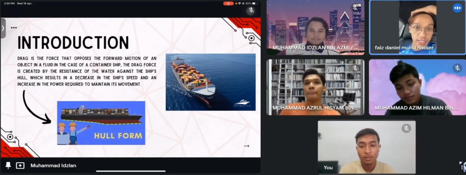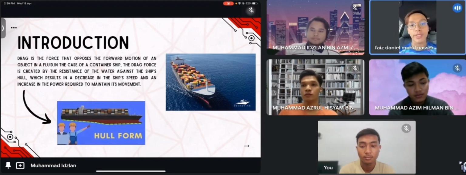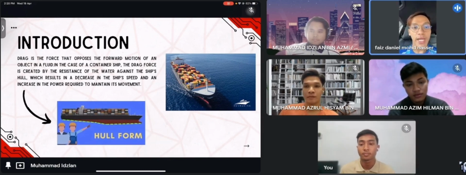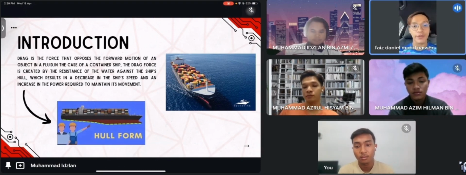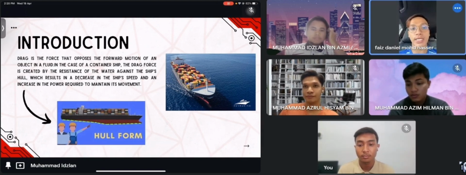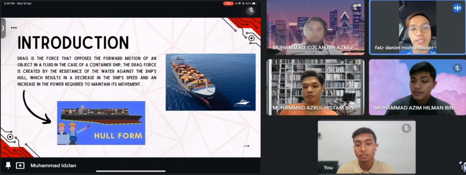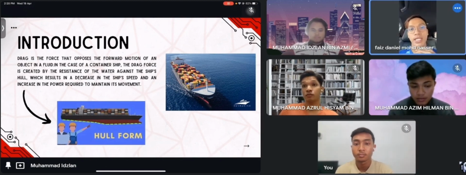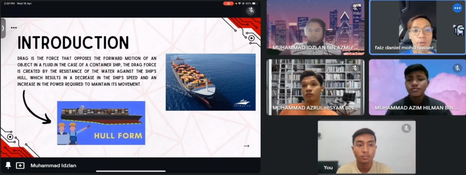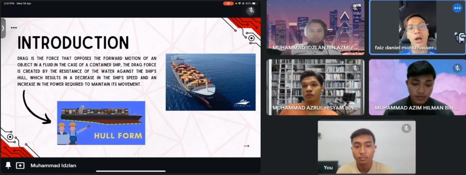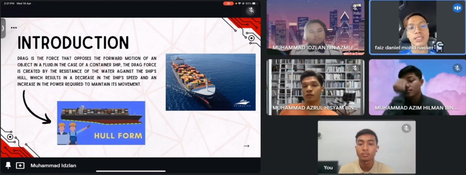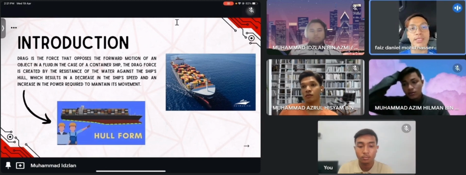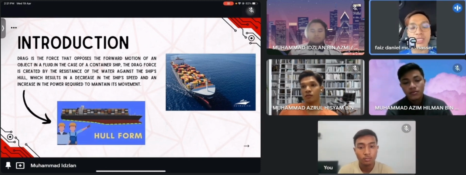So I'm going to explain a little bit about the introduction. For the introduction of our application, which is the container ship, drag is the force that opposes the forward motion of an object in a fluid. In the case of a container ship, the drag force is created by the resistance of the water against the ship's hull. The ship hull is the bottom part of the ship that resists all the waves from the ocean, which results in a decrease in the ship's speed and an increase in the power required to maintain its movement. For the next slide, I'm going to pass my presentation to my friend.